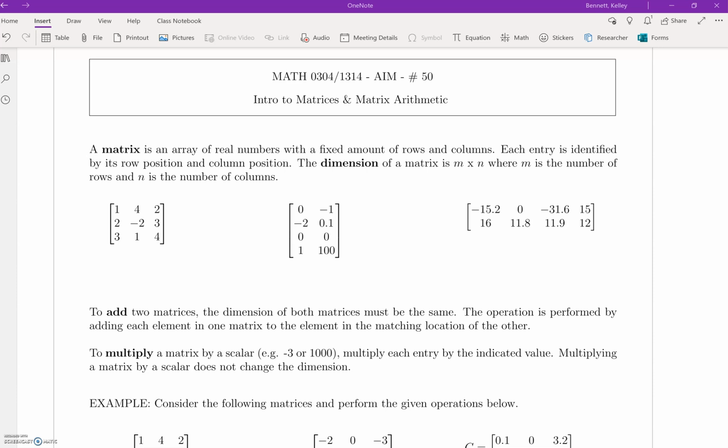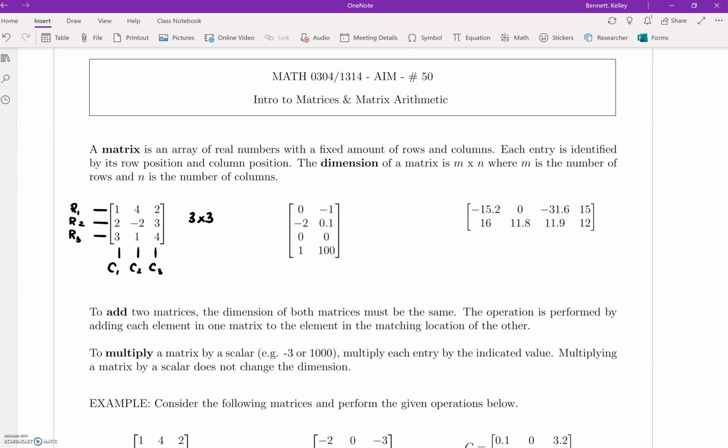For this first example, notice that there are 3 rows. So 1, 2, 3. We call this one R1, R2, R3. And we also have 3 columns as well. So this could be column 1, column 2, column 3. And the dimension of this matrix is a 3 by 3.